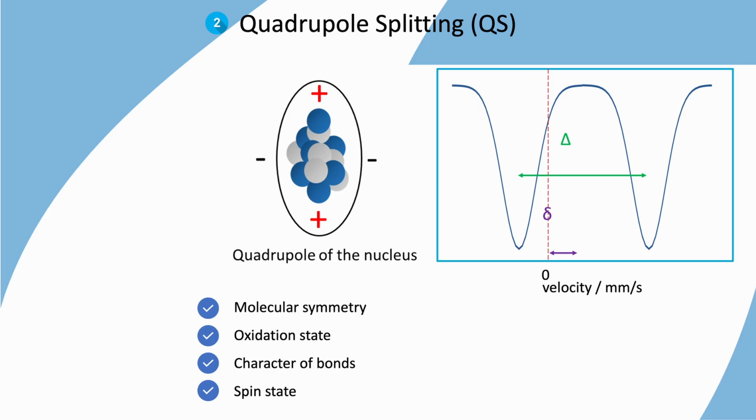Besides the isomer shift, gamma rays interact with the nucleus, where neutrons and protons are unevenly distributed, leading to an atomic scale electric field gradient. This is reflected in the different charges at four sides of the nucleus, and therefore this interaction is called quadrupole interaction. This leads to splitting of the peak, also called quadrupole splitting, and is indicated in the spectrum by a green capital delta. The value of the splitting tells us something on the molecular symmetry, the oxidation state, the character of the bonds with the species, and the spin state.